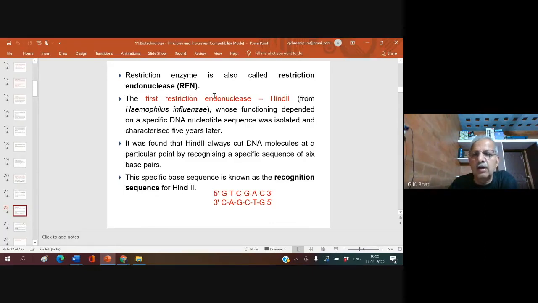HindII. What is this enzyme? It is a restriction endonuclease, or simply a restriction enzyme. This HindII enzyme cuts a DNA only at the region where that DNA has the nitrogen bases GTCGAC. Only here it will cut. We call this a recognition site or recognition sequence for HindII. So the HindII enzyme can only cut here. I don't know whether you have followed it or not.